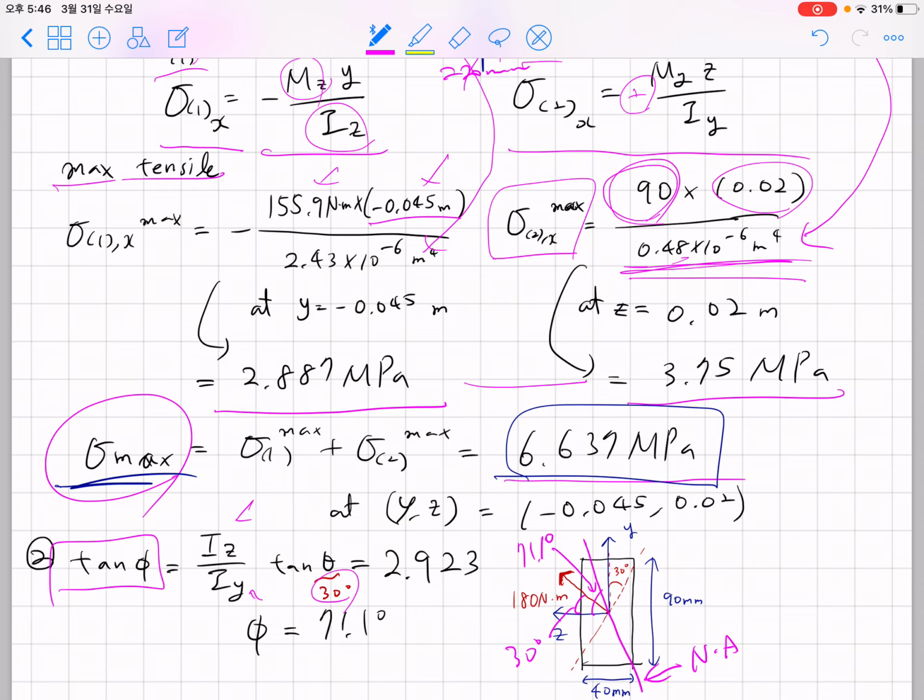You can obtain tan phi very easily. So tan phi turns out to be 2.923, and if we obtain phi out of this, it turns out to be 71.1 degrees. So if I visualize the orientation of the neutral axis, it is 71.1 degrees from the horizontal line, whereas the moment vector was 30 degrees from the horizontal line. So you can see that the moment vector and neutral axis are not parallel to each other for this asymmetric loading problem.